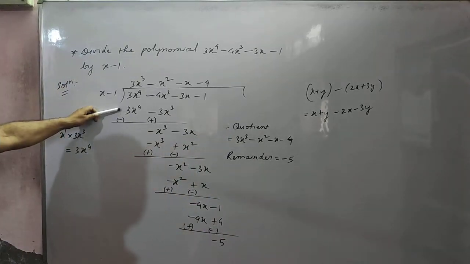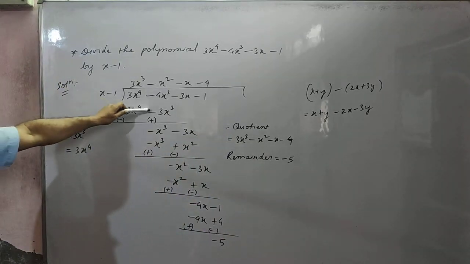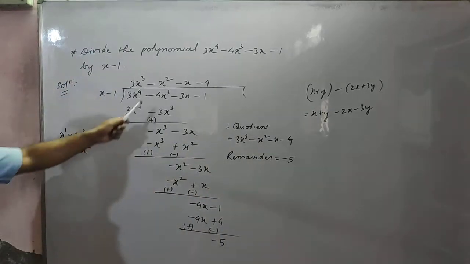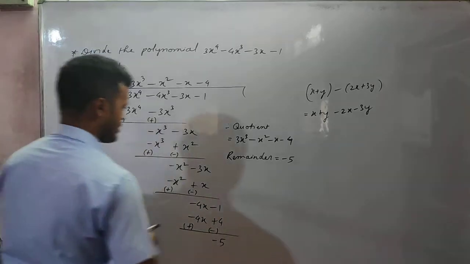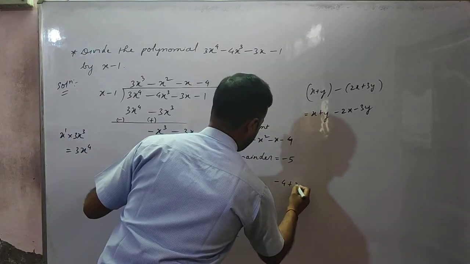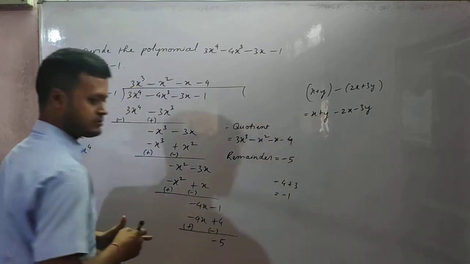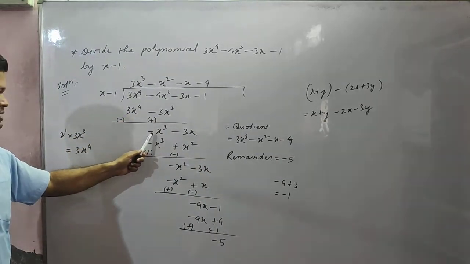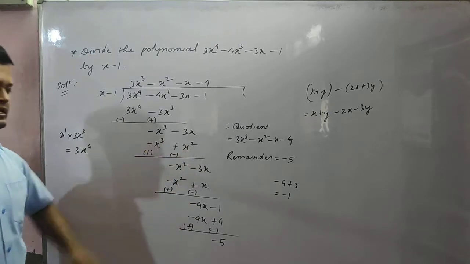Here plus is there, so I put minus. Here minus is there, so I am putting plus. So these two are cancelled. Now minus 4 plus 3, how much will it become? Minus 1, isn't it? So for minus 4 plus 3, I am writing here minus 1. So minus 1 x cube. This minus 3 x cube, bring it down.